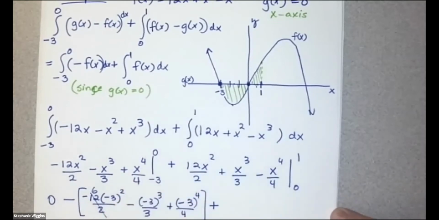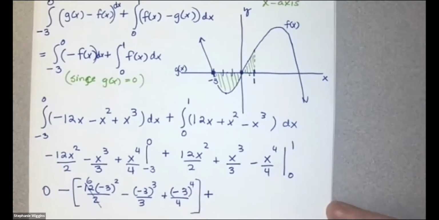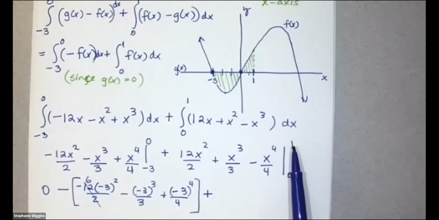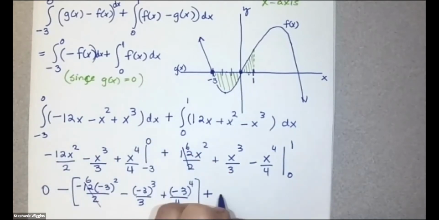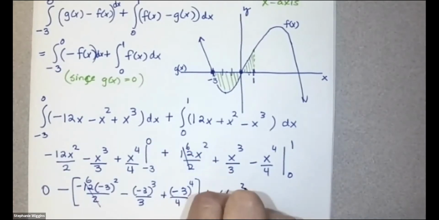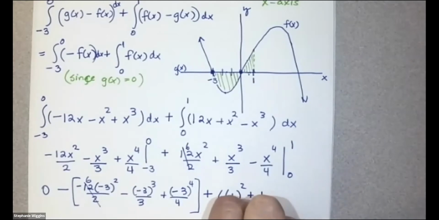Then I'm going to add to that, okay, plug in 1. Of course, plugging in 0 gives me 0, so I don't have to worry about this one. I'm just going to add whatever I get when I plug in 1. So that's 6. So I get 6 times 1 squared plus 1 cubed minus 1 over 3 minus 1 to the 4th over 4.